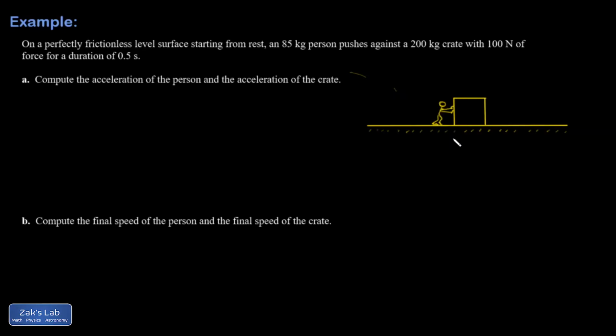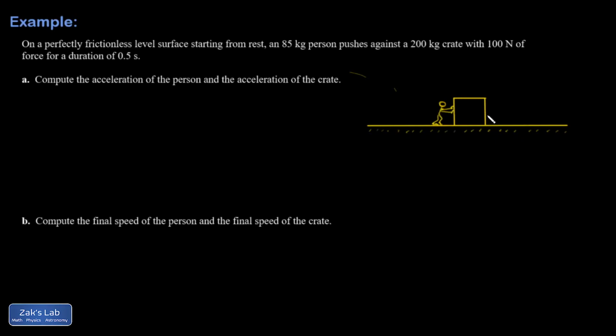So the trick to this one is that if this surface is truly frictionless and this person is exerting a force on the box, then Newton's third law says the box exerts a force on the person. There's no friction on their feet, nor is there friction under the box. So both objects begin to move.